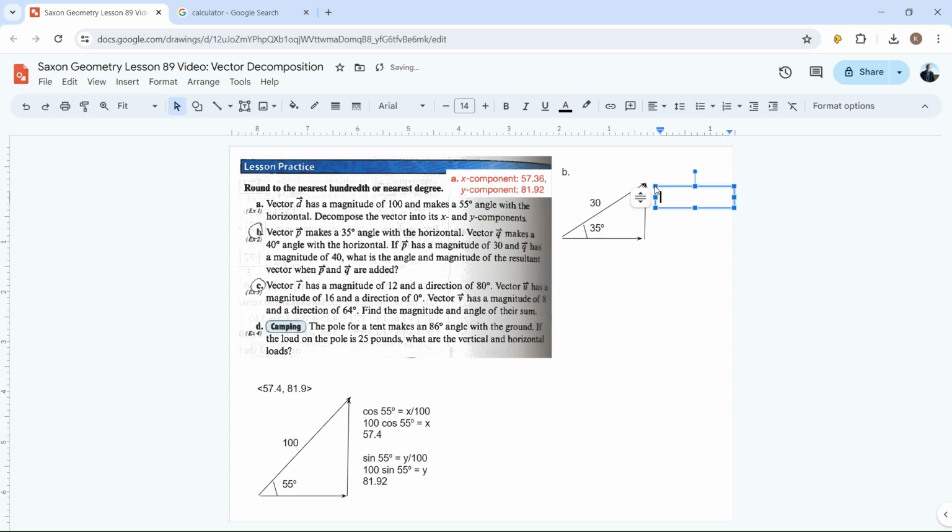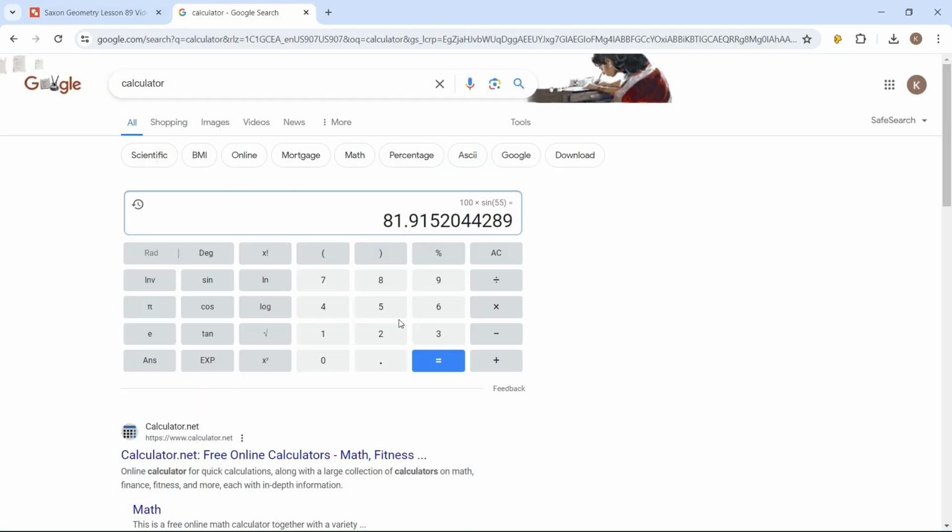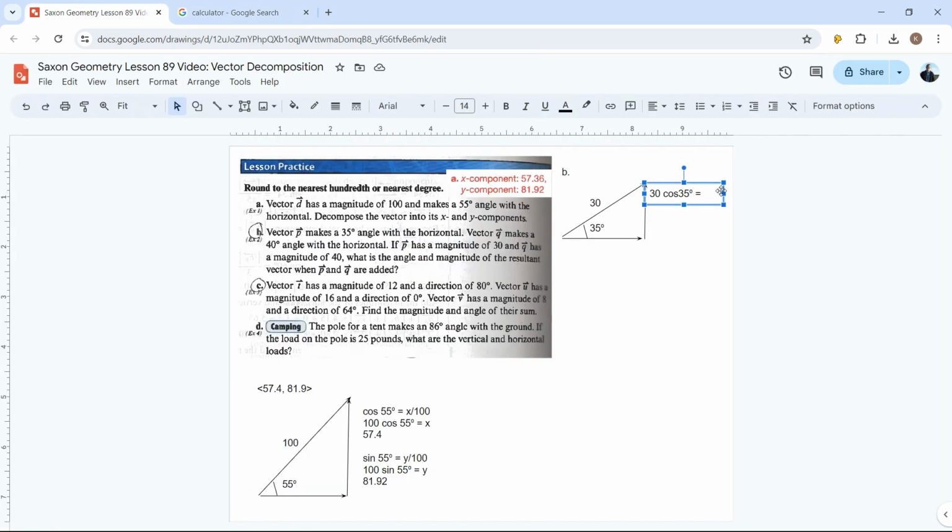So for this first one, it's just going to be 30 times the cosine of 35 degrees to give us our x, our horizontal side, our x component. Let's go ahead and plug that in. 30 times the cosine of 35 degrees gives me 24.57. So we're just going to write that answer in here, 24.57.